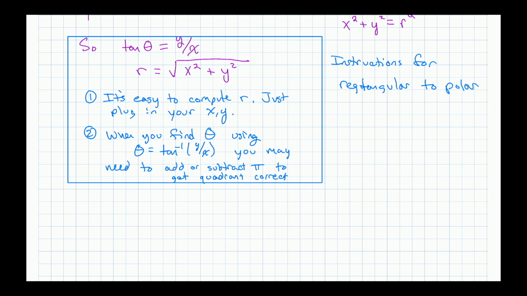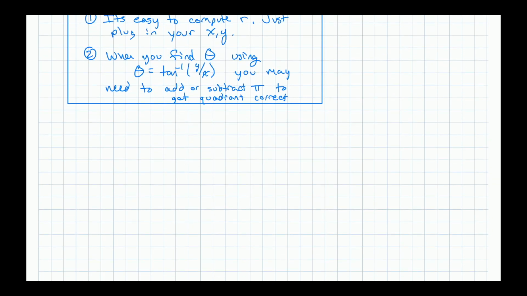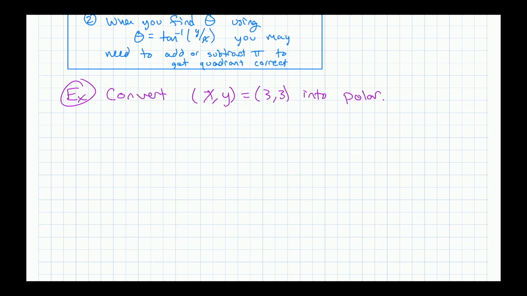All right, so enough of that. Let's actually do a problem here. Here's the first one they have. Example: convert (x, y) equals (3, 3) into polar. So you have to pay attention to what you're converting from and what you're converting to, because the rules are different.